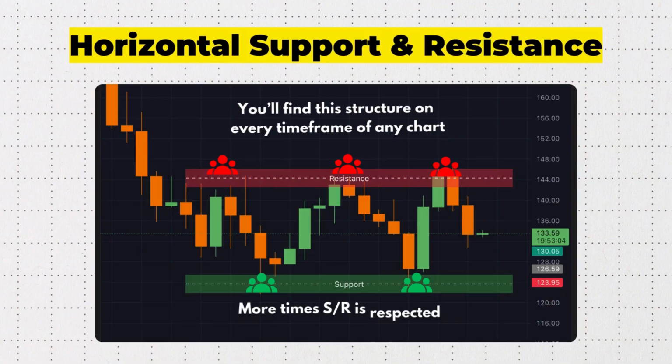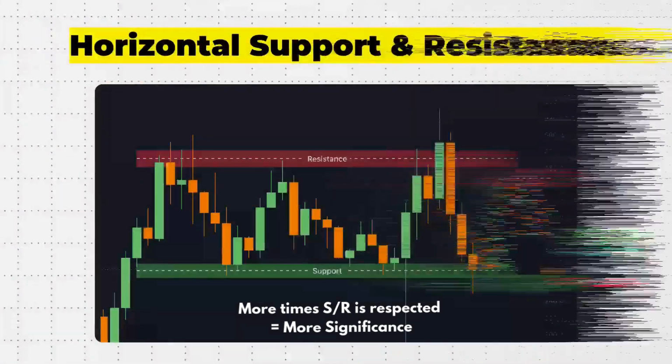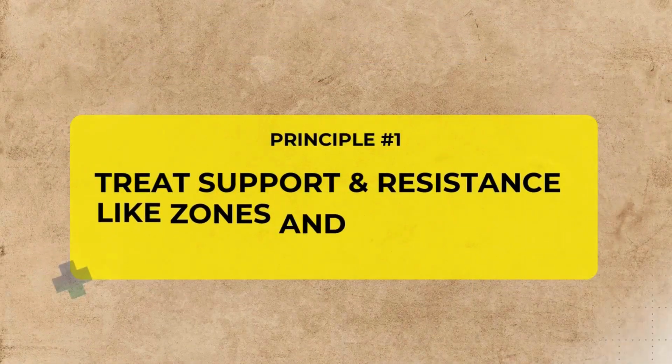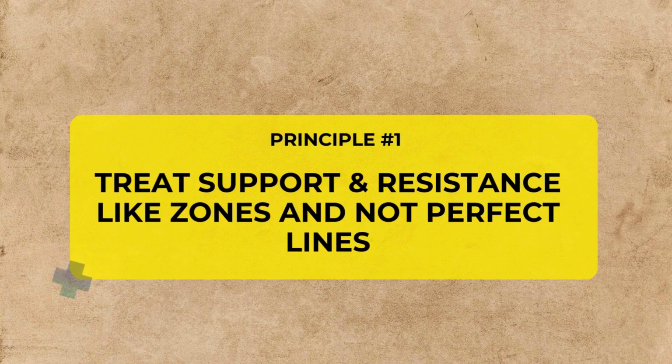And the more times price has reacted to a level in the past, the more significant that level becomes. When you see price bounce off a level two or three times, that's usually a sign that buyers or sellers in that area take that price seriously. Understanding this sets the foundation, but to really use support and resistance effectively, there are a few core principles you need to know. Treat support and resistance like zones and not perfect lines.